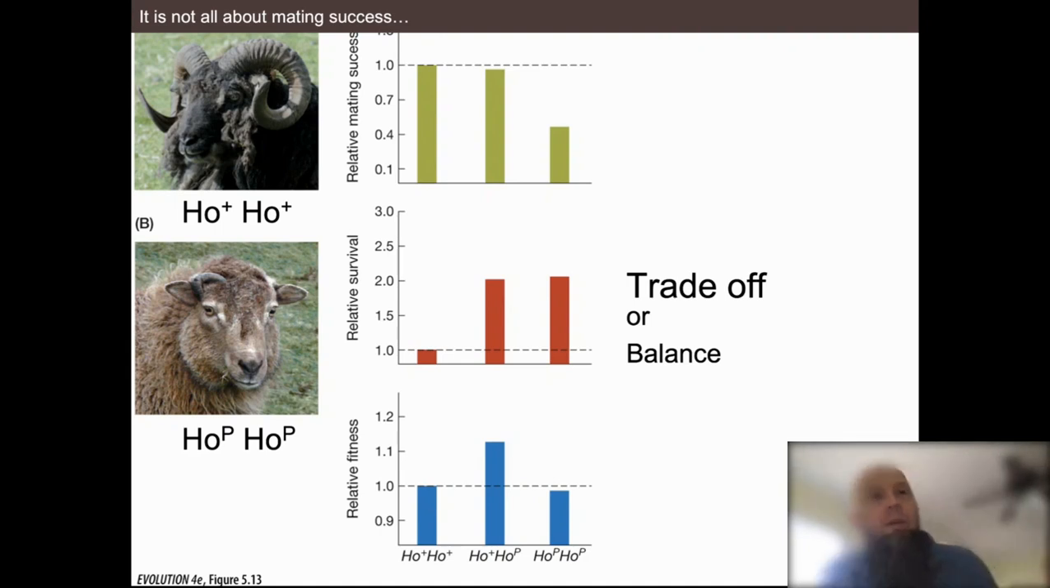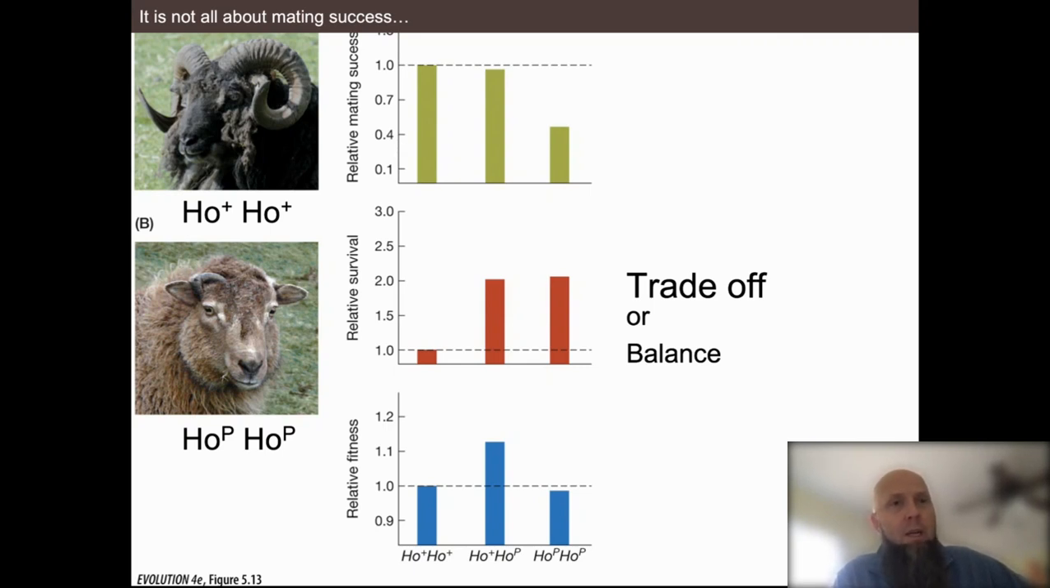Now, when we think about the trade-offs or the interacting effects of different selection pressures on individuals and their genotypes, it's useful to consider an example like the one presented in your text for these sheep, in which most of the males are homozygous for the plus allele, the wild type allele, which gives them these big burly horns. Super awesome. That's great for reproductive success.